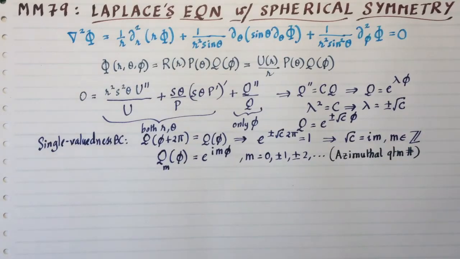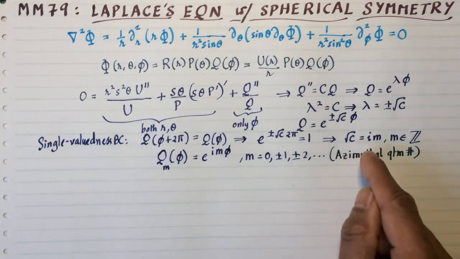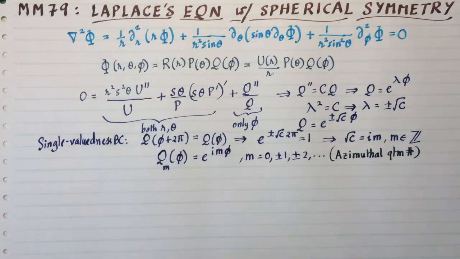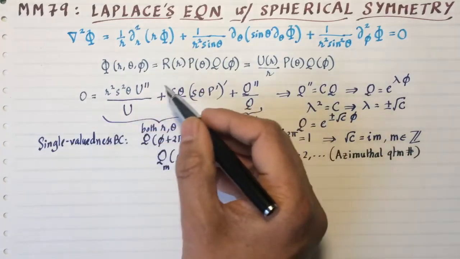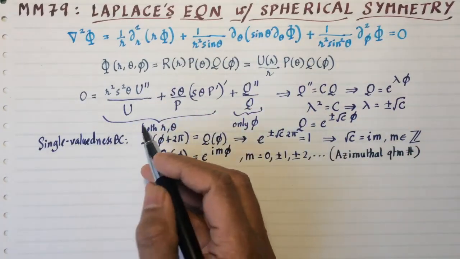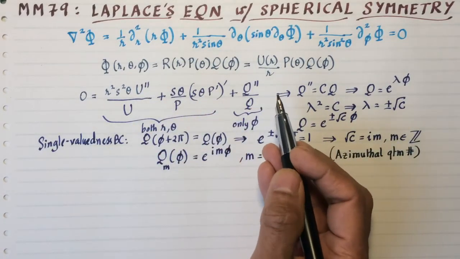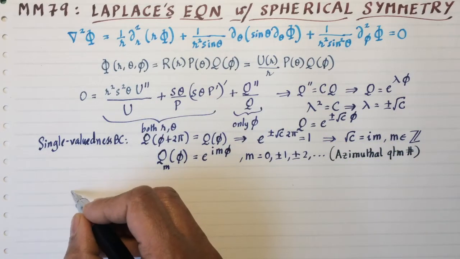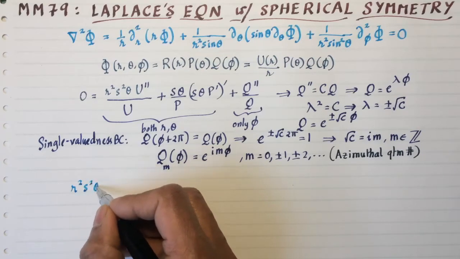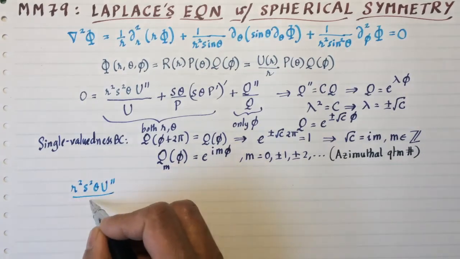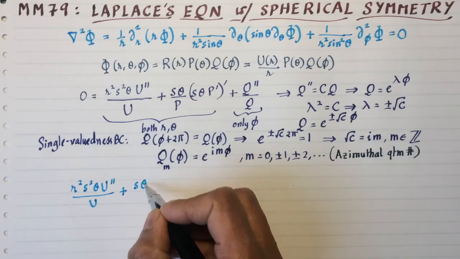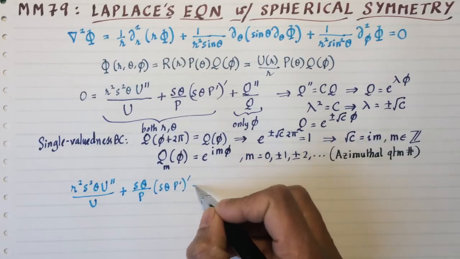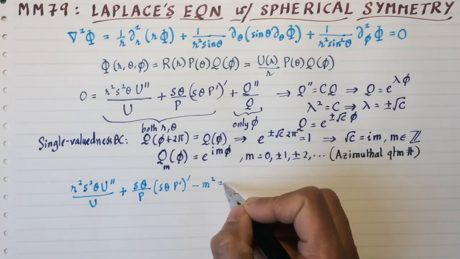Now once we have done that, so remember now the c is equal to, if I square c, I'm going to get negative m squared, which means that this thing is equal to positive m squared. If this is equal to positive m squared, this quantity minus m squared must be equal to 0, so that's what I'm going to write. r squared sine squared theta u double prime over u plus sine theta over P sine theta P prime prime minus m squared equal to 0.